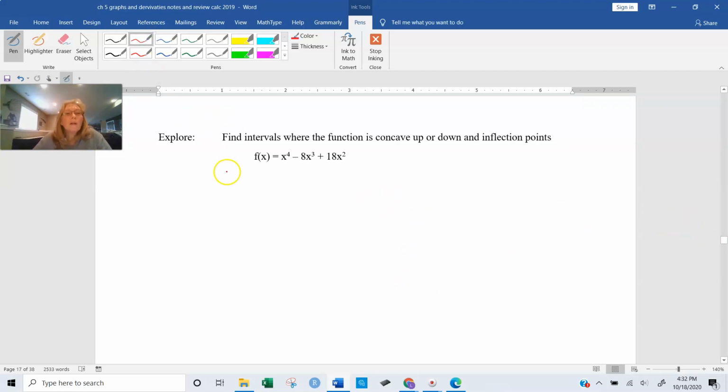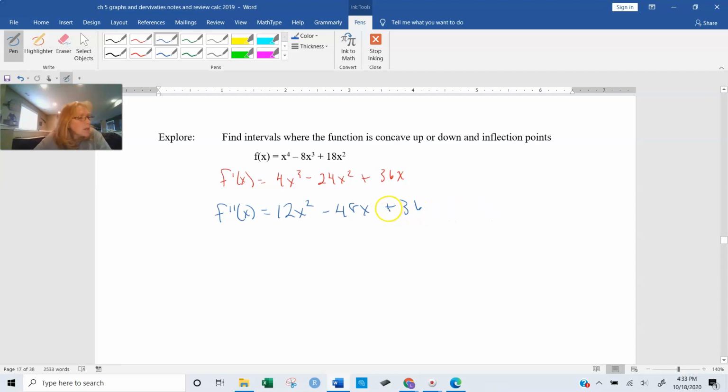So step 1, you should have found the first derivative, which was 4x cubed minus 24x squared plus 36x. Okay, after you found your first derivative, we're not using that right now, correct? So we found your second derivative because we're looking for just concavity. So you have 12x squared minus 48x plus 36.